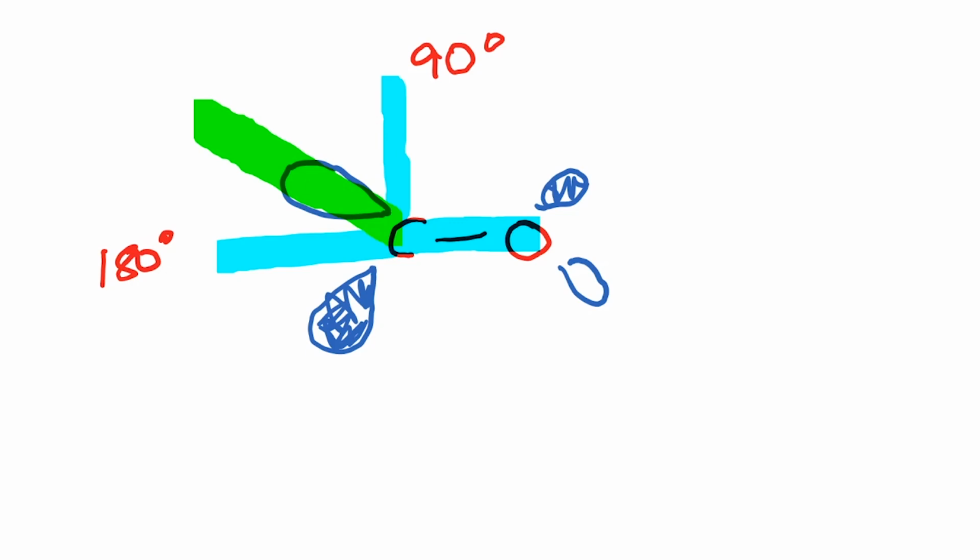Now, experimentally, people are looking for clues about how to understand this whole attack. And there are these two individuals known as Burgi and Dunitz.